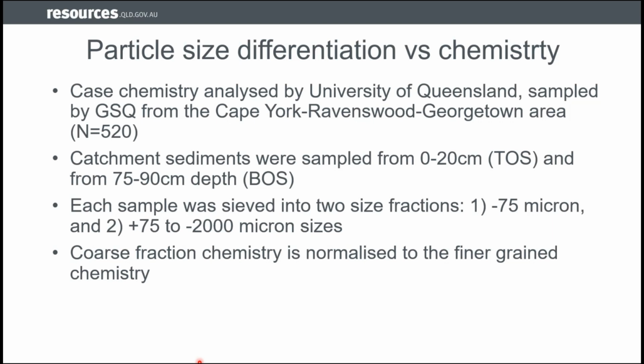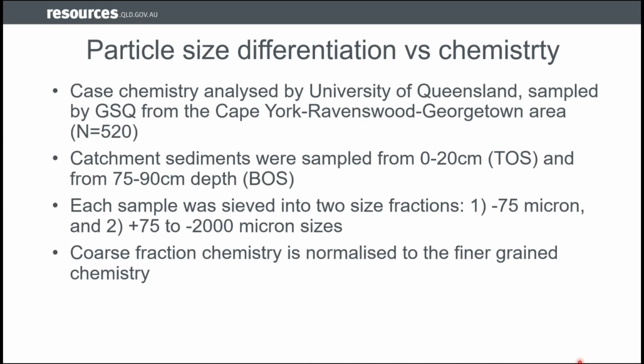The other good thing about this sample is this: at every sample point, we take two samples. One, the top outlet sediment or TOS, from the top 20 centimeters, and the second one, the bottom outlet sediments or BOS, from 75 to 90 centimeters. Each of these samples has been sieved to two size fractions, the minus 75 microns and between 75 microns and 2 millimeters. In other words, every one sample site produces 4 results, and that's a really useful data set where we train all this understanding.